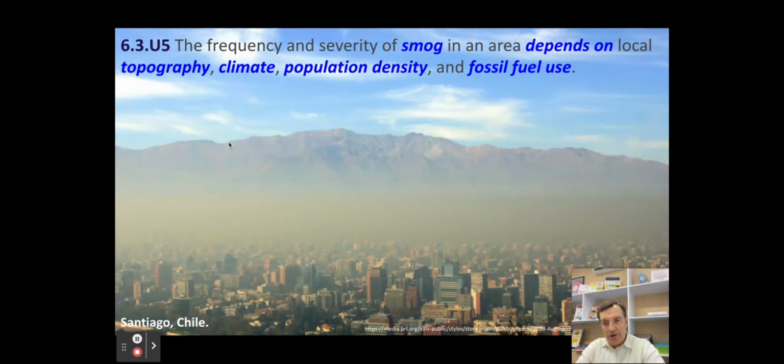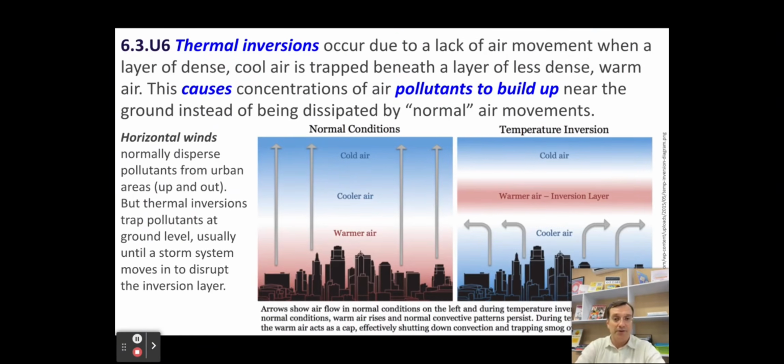And I want you to look at the topography here, the shape of the land. You've got all these mountains in the background. Those mountains play a critical role in Santiago's smog problem, because those mountains are what cause something called a thermal inversion. An inversion means something is backwards or has been flipped.